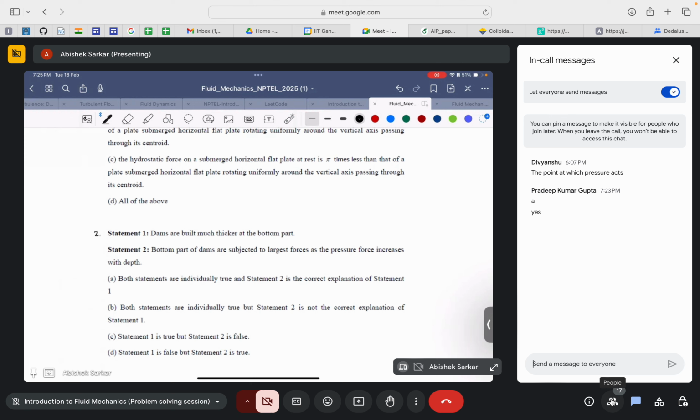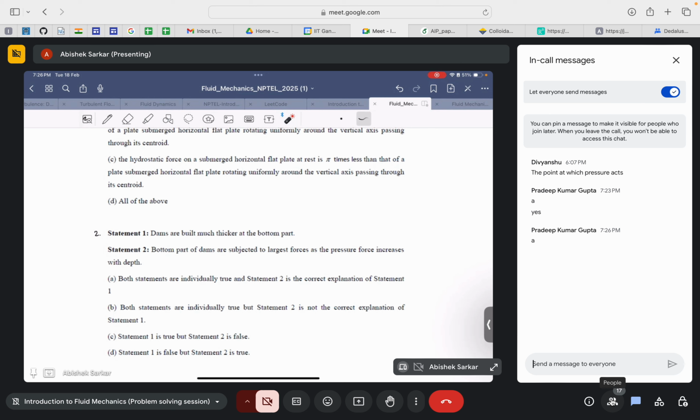Dams are built thicker at the bottom part. That's the statement. And the second statement is bottom part of the dams are subjected to largest forces as the pressure distribution or the force increases with depth. So which among the following options are correct? Both statements are individually true, and statement 2 is the correct explanation of statement 1. Both statements are individually true, but statement 2 is not the correct explanation of statement 1. Statement 1 is true, statement 2 is false, statement 1 is false, statement 2 is true. So which is the correct answer? It's something that we discussed right at the start of today's discussion, the pressure distribution.